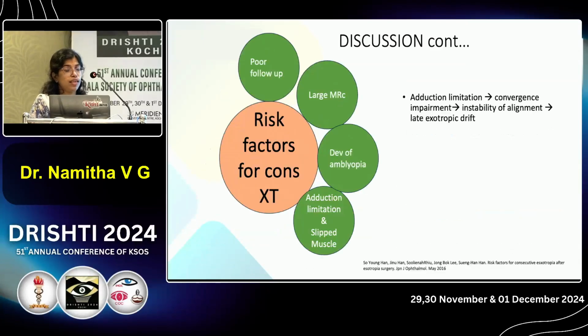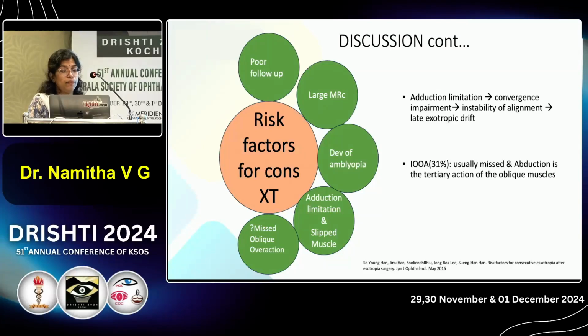We also found that adduction limitation, which in turn can lead to convergence insufficiency and instability of alignment, can lead to a late exodrift. Missed oblique overaction or pattern deviation, mainly in children with esotropia, are examined in the primary position with a modified Krimsky test, and all the oblique overactions are measured in the up gaze or in the down gaze, and in such cases the pattern deviation is usually missed. An oblique as such is an abductor, and overaction of obliques can lead to an outdrift.